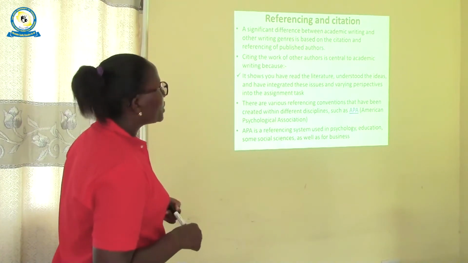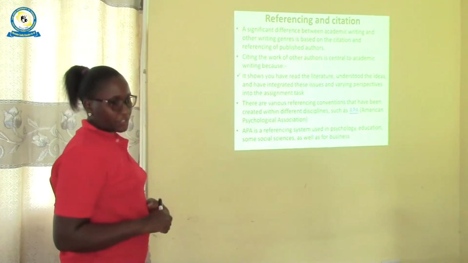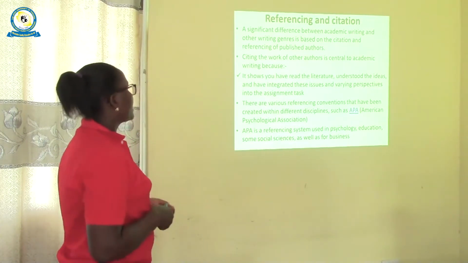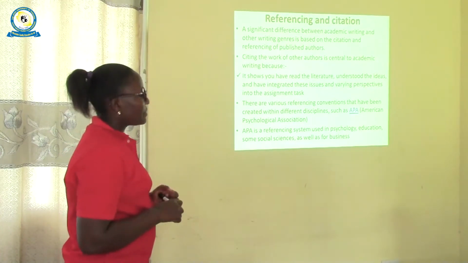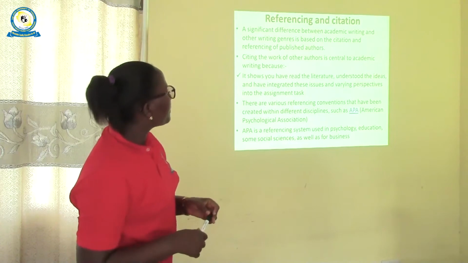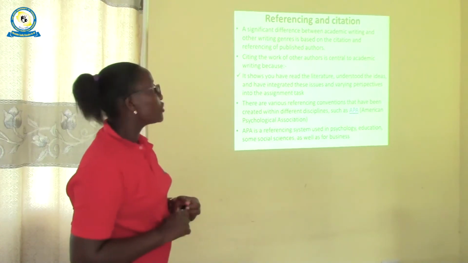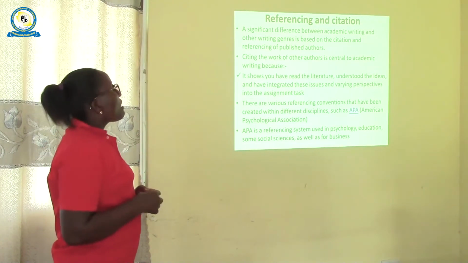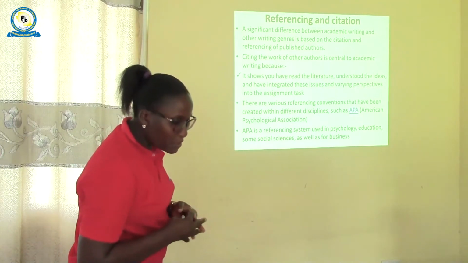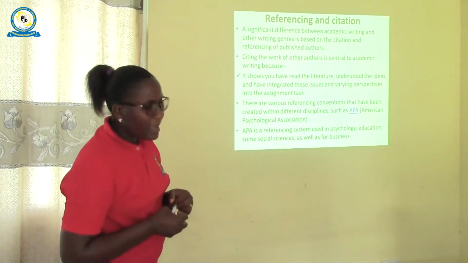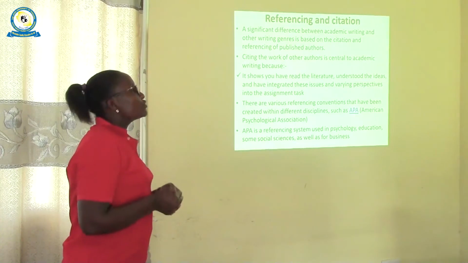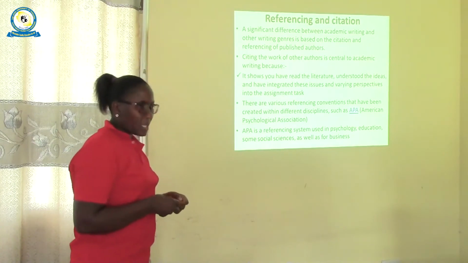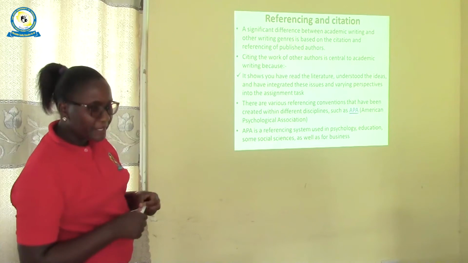Now, what is the difference between the referencing and the citation? Because these are terminologies that you will be encountering now and then during your lifetime at the university. A significant difference between academic writing and other writing genres is based on the citation and referencing of published authors. You will note that when we were talking about letters and CV and the other texts, we did not refer to issues of referencing and citation. But now, when we come into this academic writing, we will be talking about referencing and proper referencing.